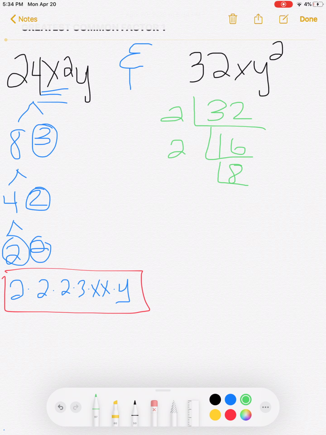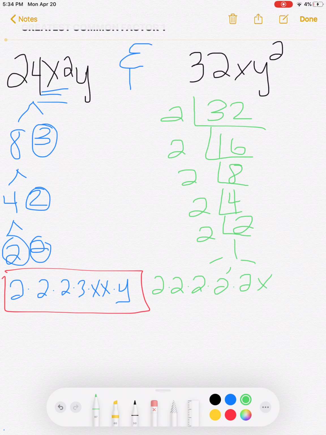That gives me the next layer. A prime number that goes into 8 is 2. 8 divided by 2 is 4. A prime number that can go into 4 is 2. 4 divided by 2 is 2. A prime number that goes into 2 is 2. And then 2 divided by 2 is 1, and we are done. So I have 2 times 2 times 2 times 2 times 2, a total of 1, 2, 3, 4, 5 times. And then I have x, y, y.